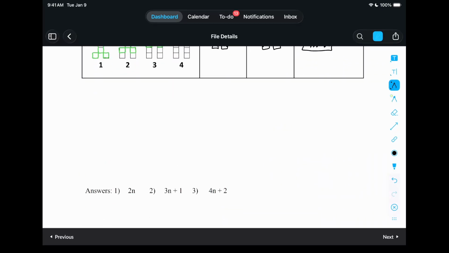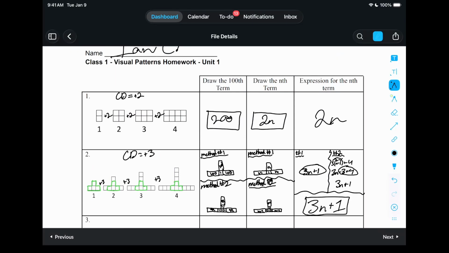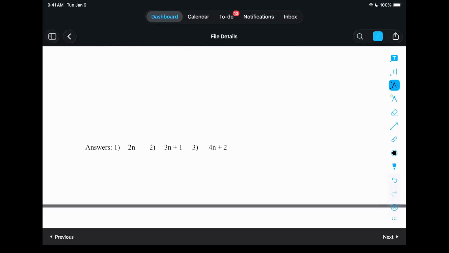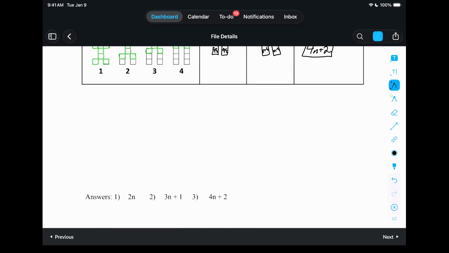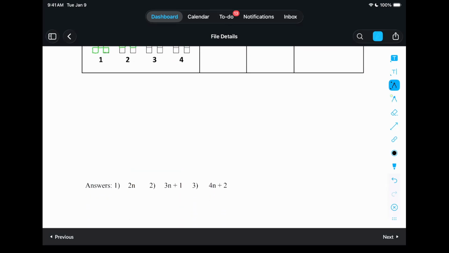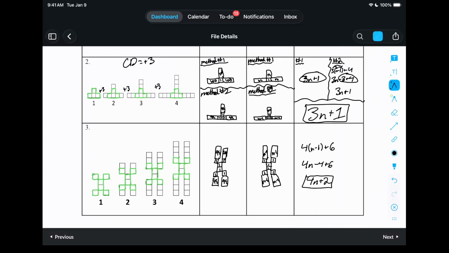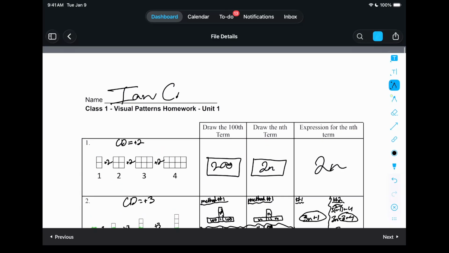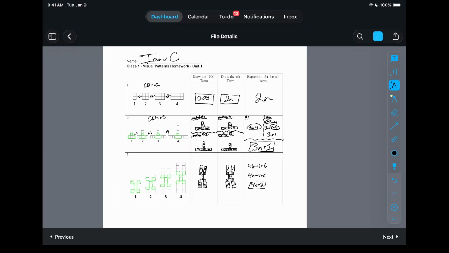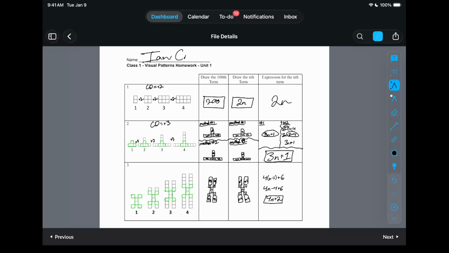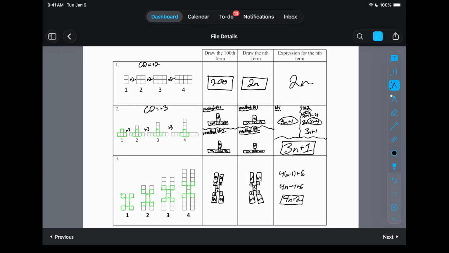Just to double check our answers, for number 1, we should have gotten 2n, which we did. Number 2, we should have gotten 3n plus 1, which we did twice. And number 3, we should have gotten 4n plus 2, which we just did. There's nothing on the second page. I don't know why there's a second page. Here's just a quick glance of the whole sheet. Let me zoom in a little. There we go. I'll hold it there.